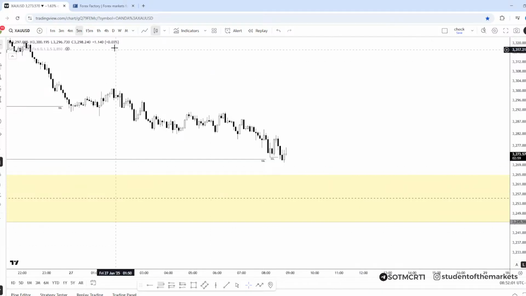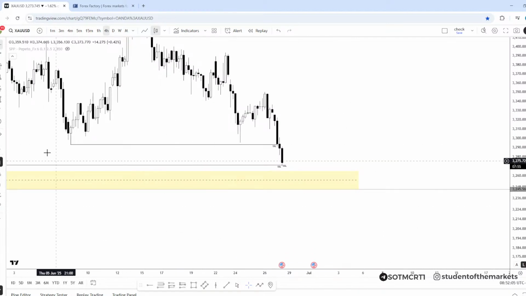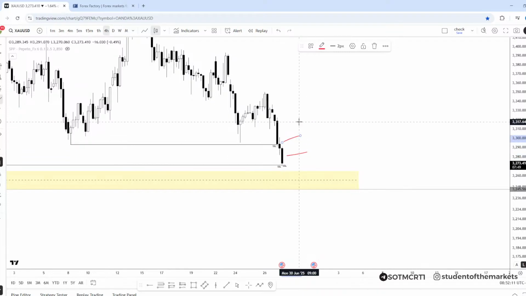Every candle is the range, my friend. Every single candle is the range. So this is the range, this is the range, this is the range. Every single candle is the range.